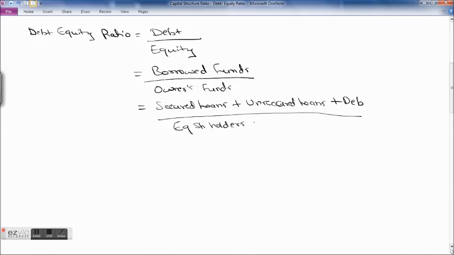equity shareholders plus preference shareholders plus reserves and surplus. So if you see, debt equity ratio indicates the proportion of debt fund in relation to the equity.